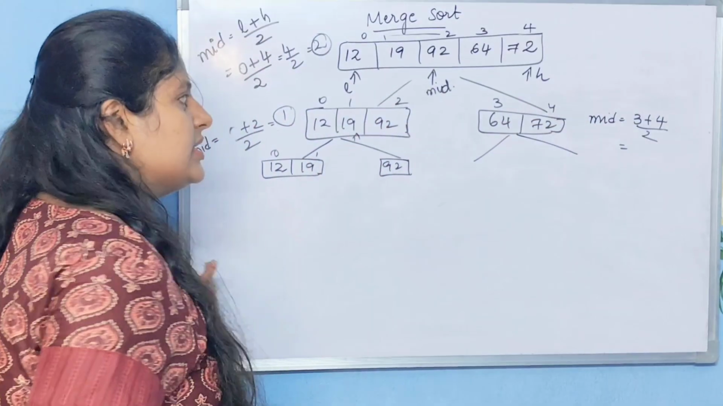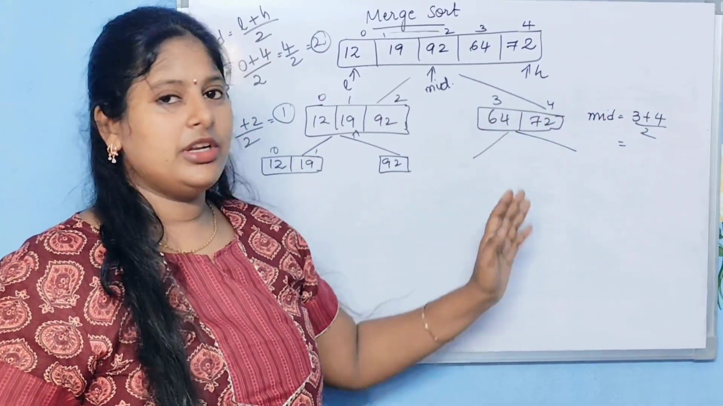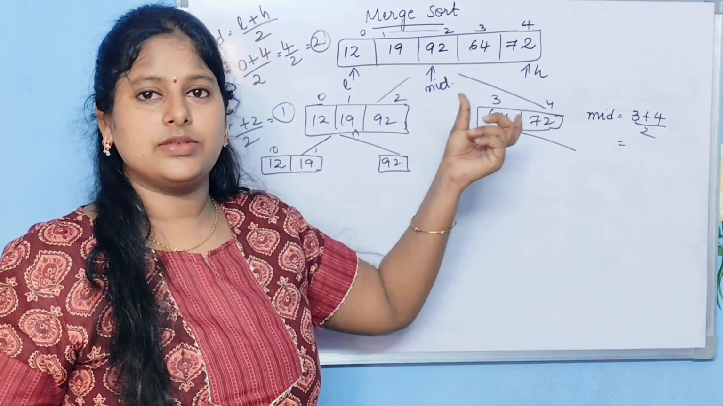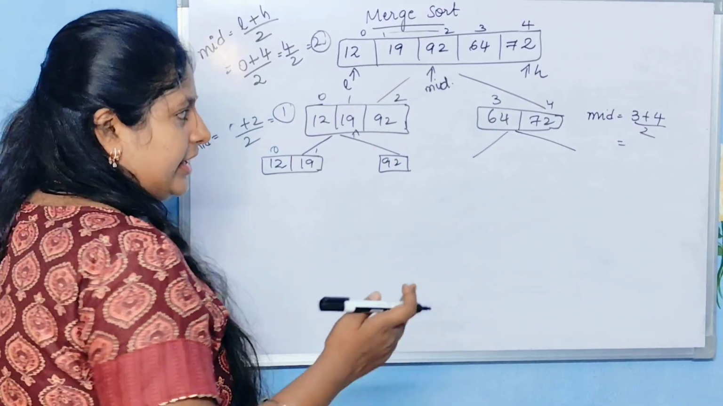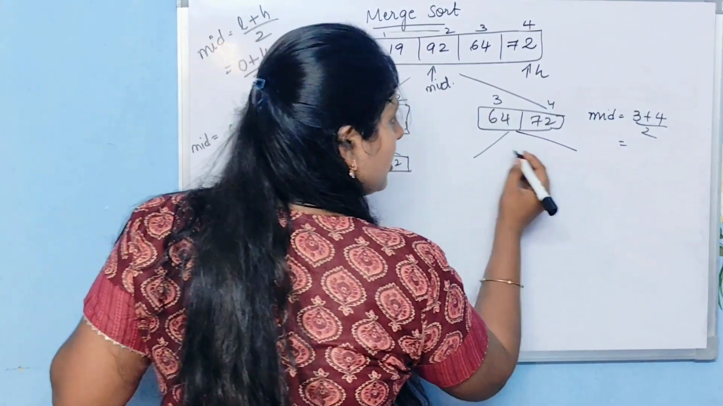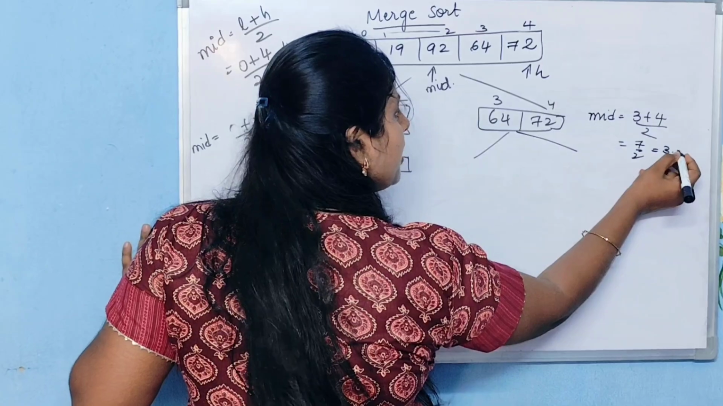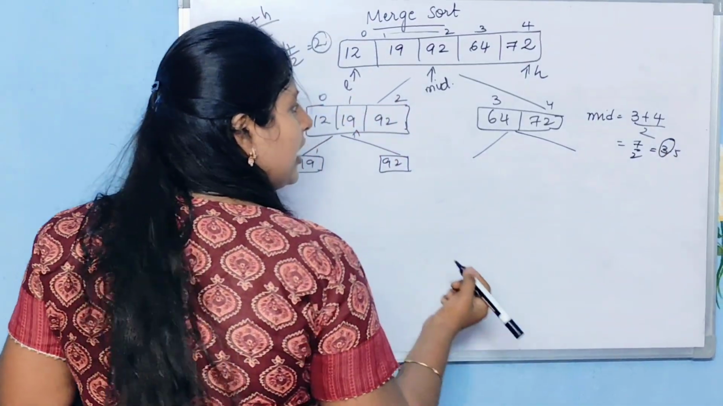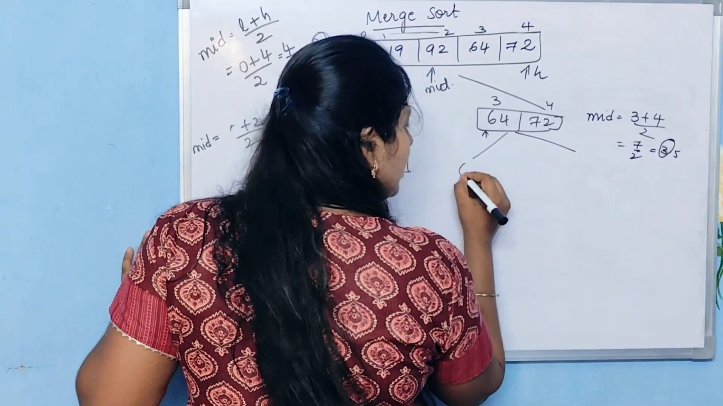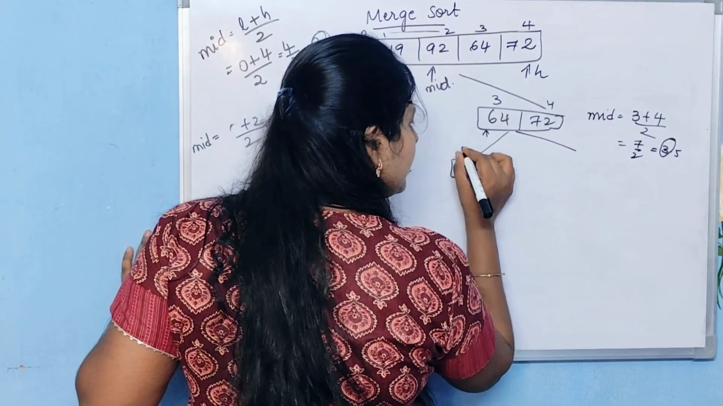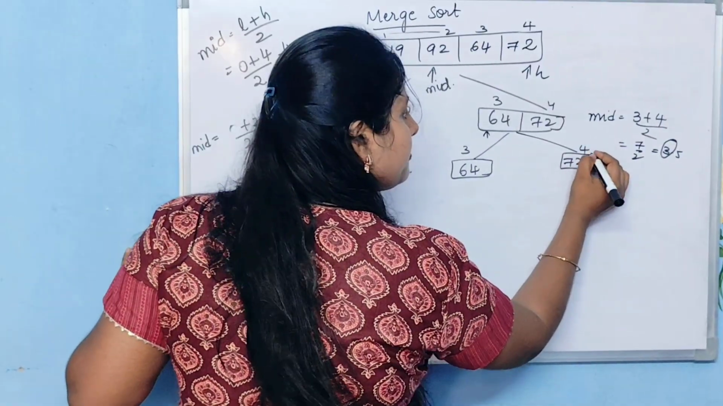Since you have already divided it, you need not write values or indexes from the starting 0 to 1. Do not change the indexes while dividing. This is the division process. So what is the answer? 7 by 2, that is 3.5. I have to consider only the floor value, that is the mid value. Now this will come to the left subarray, that is the third index, and 72 comes to the right subarray.